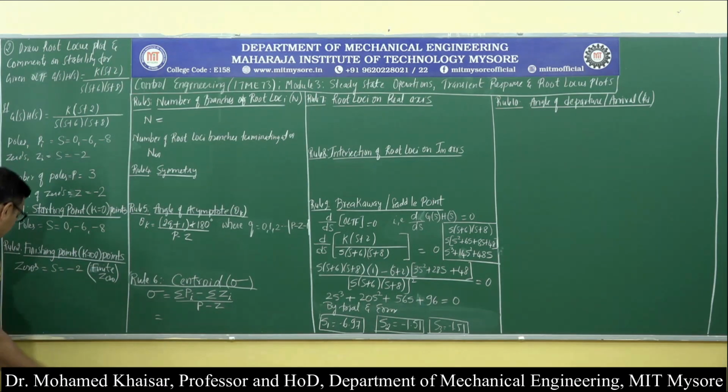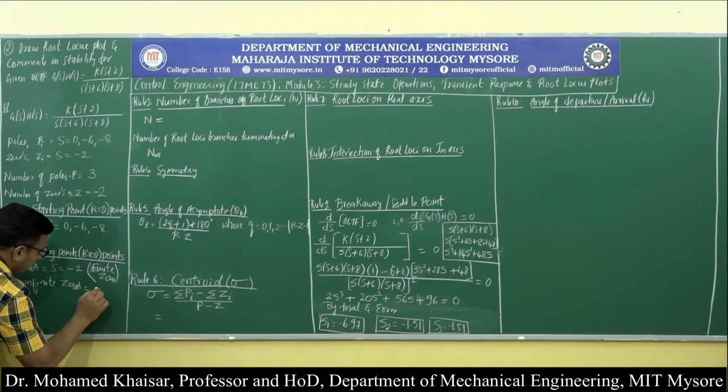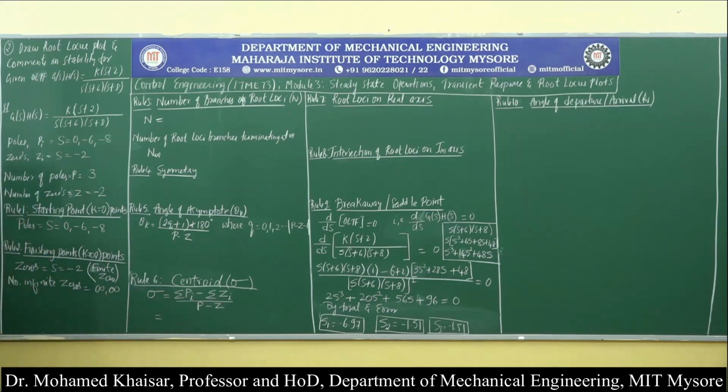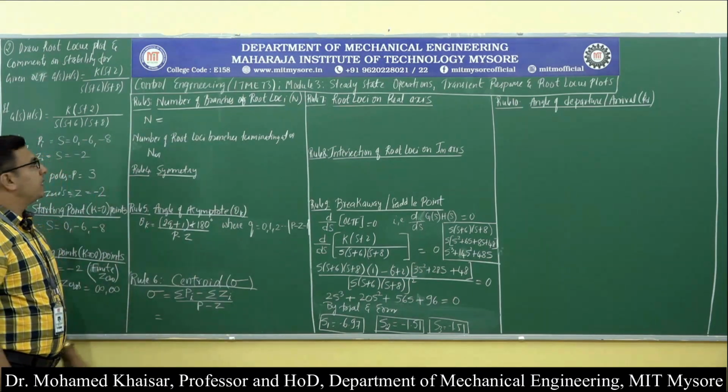That is why the number of infinite zeros will be equal to infinity comma infinity. So one of the branches is going to terminate at minus 2, the other 2 branches are going to terminate at infinity. Okay. Then let us come to rule number 3.